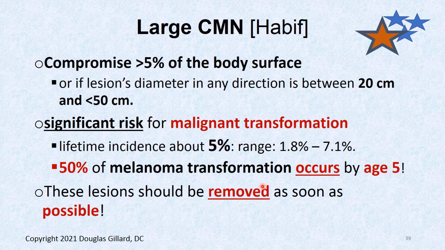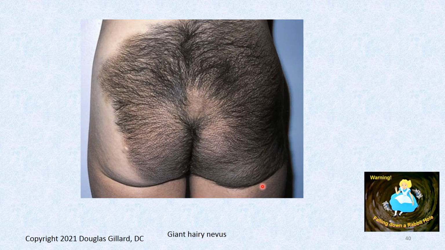It's about a 5% risk of it becoming cancerous, and if it's going to become cancerous, 50% of the cancers will occur by the age of 5. So if it's large, they recommend these be removed because of that high chance of cancer. Right, there's a giant hairy nevus.